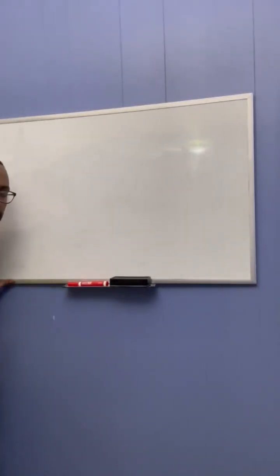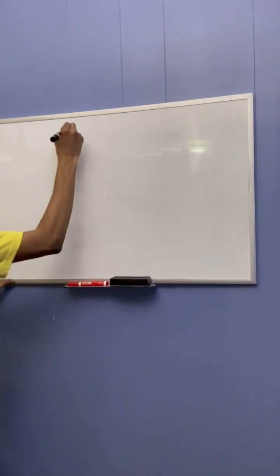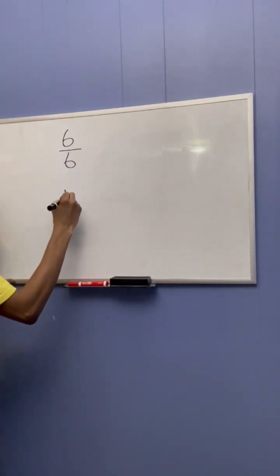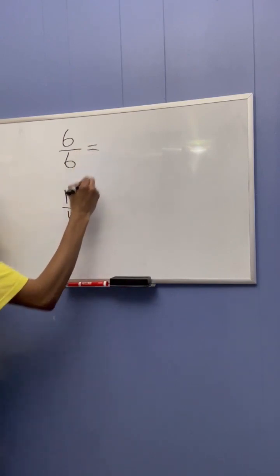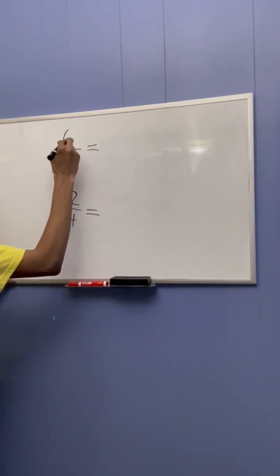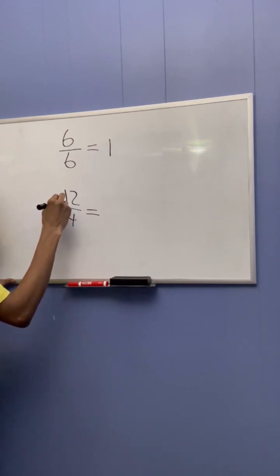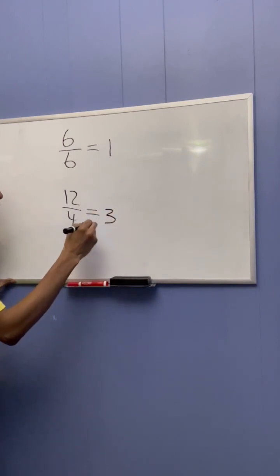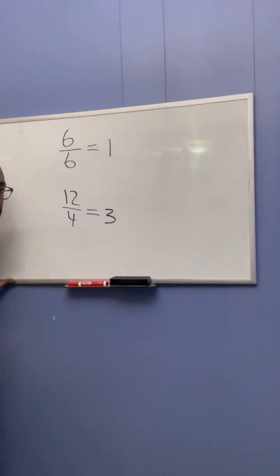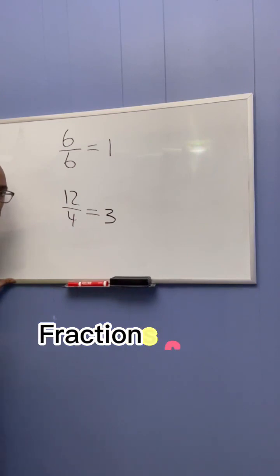Here's another example of reducing fractions to their simplest terms. Let's say we have two fractions, 6/6 and 12/4. How do we reduce them? For 6/6, the numerator is the same as the denominator. So if we do division, we get 6 divided by 6, which is 1. As for 12/4, 12 is divisible by 4. So if we do division, we get 12 divided by 4, which is 3. If the numerator is either divisible or the same as the denominator, you do division and you reduce the answer to its simplest terms, which will result in a whole number.